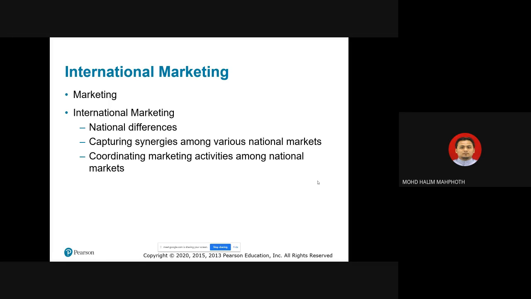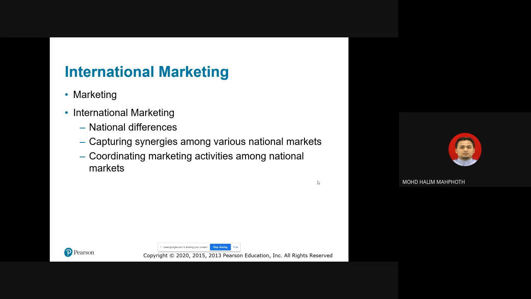Next is coordinating marketing activities among national markets. Under international marketing, you have to coordinate the four P's, because different countries have different preferences and nations. So how do you react towards your product? Do you have to adapt, or do you have to standardize?